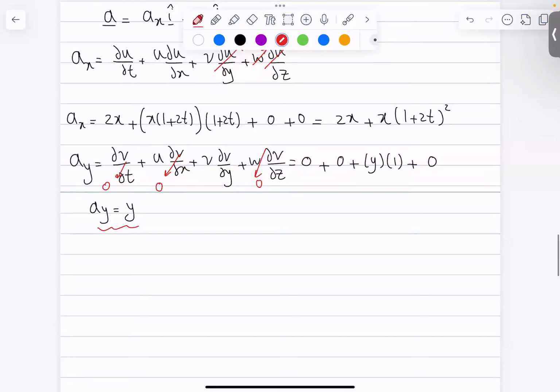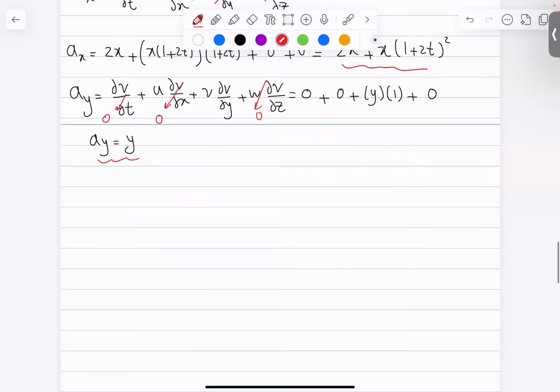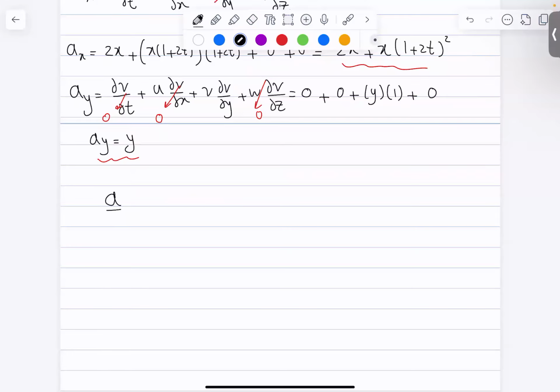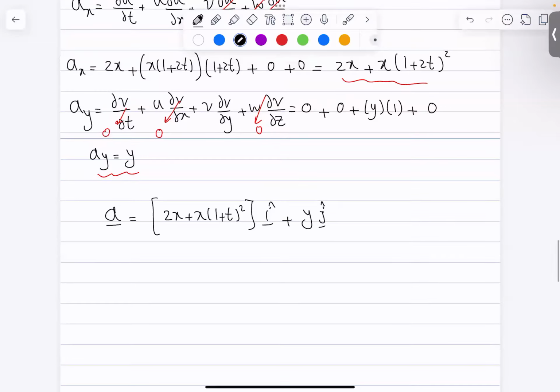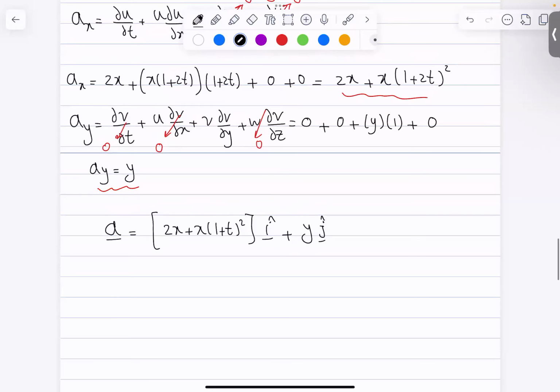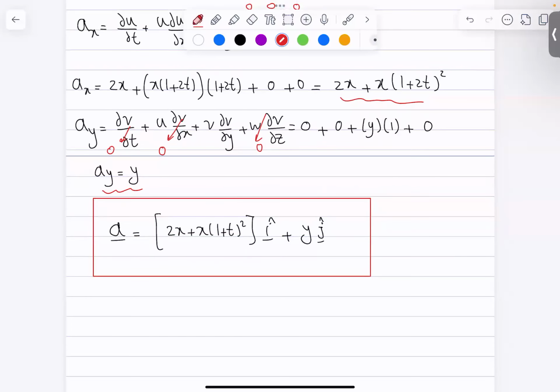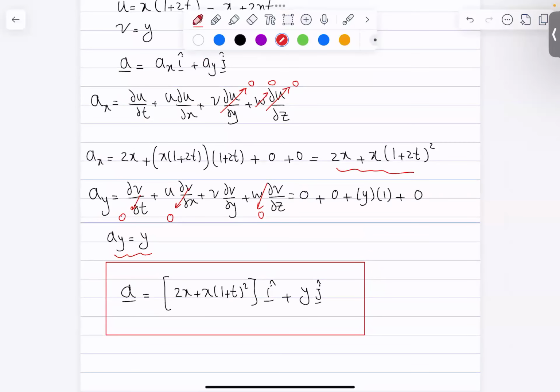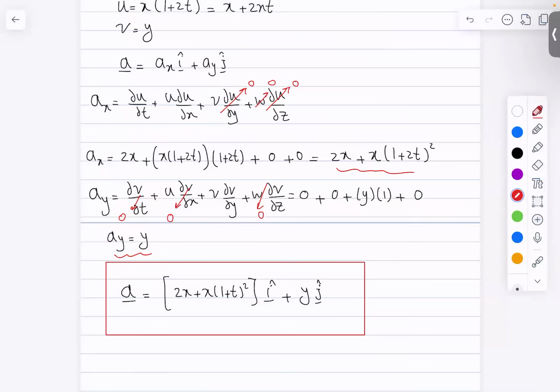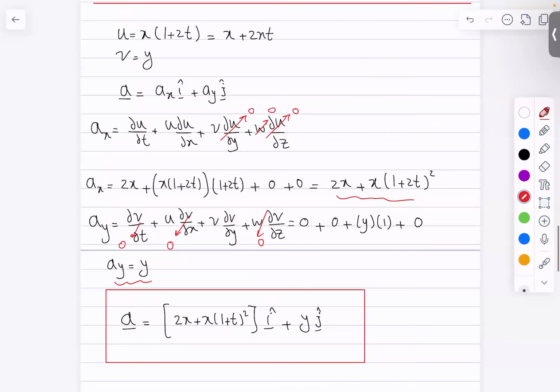And to summarize, we got this acceleration vector a, which is 2x plus x times (1 plus 2t) squared i hat plus y j hat. Okay, and that's our final answer. So that's our example from chapter 4, our extra example.